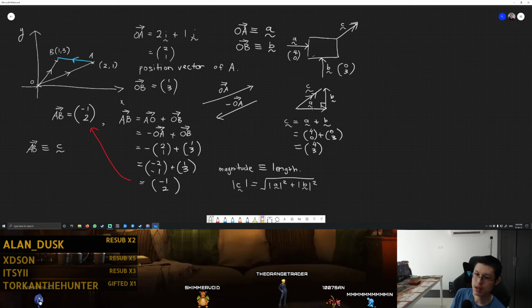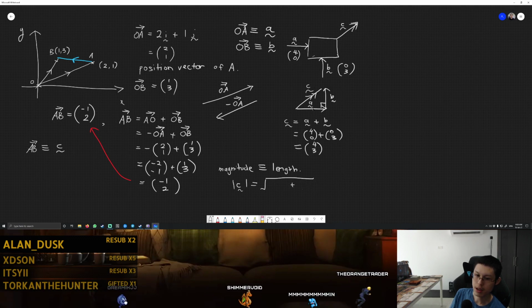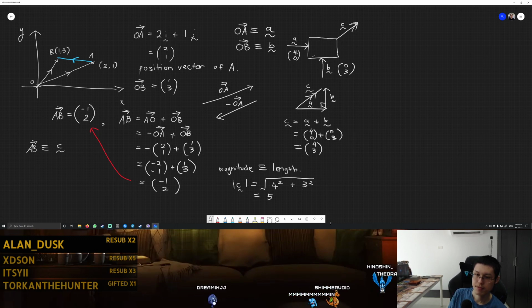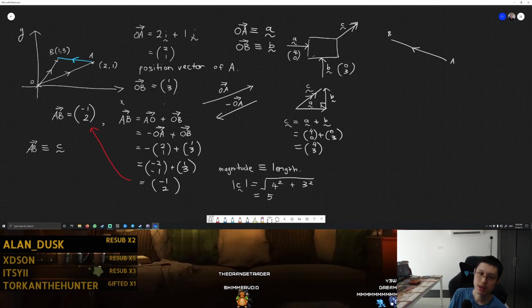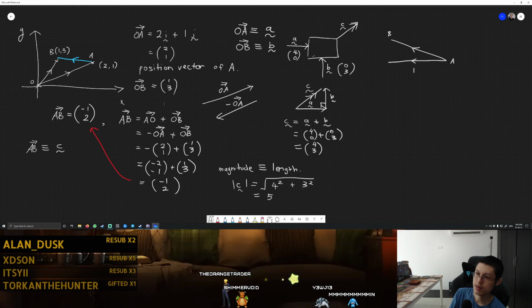Okay, so in this case, you can see that A just has a length of 4 and B has a length of 3. So 4 squared plus 3 squared, and then you get 5. There. Now, what if I have some arbitrary vector, like let's say AB? If you look at AB, it looks like this, right? This is the AB from what we did earlier. So to go from A to B, we need to go -1 in the x direction and 2 in the y direction.